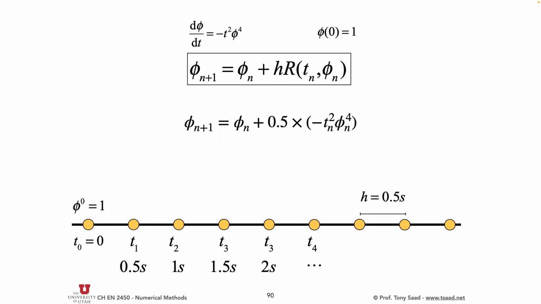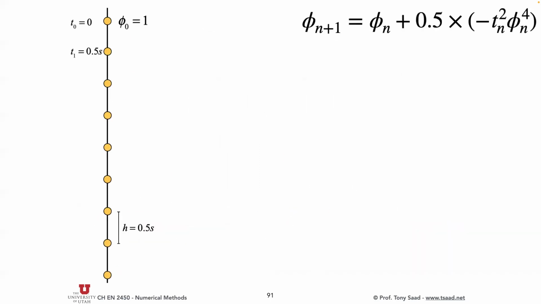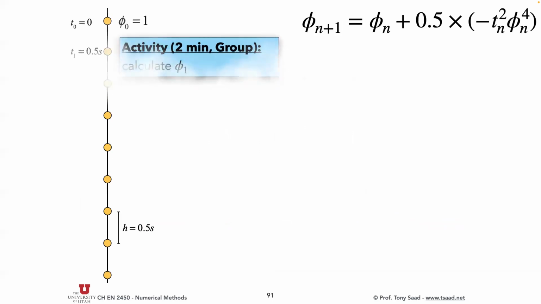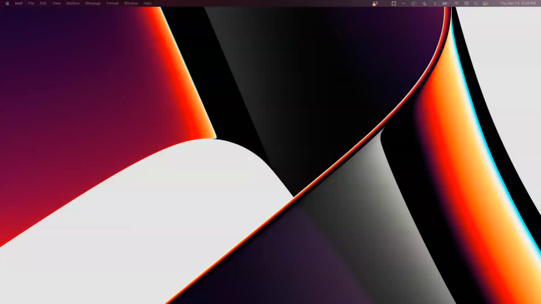So now that's the formula we're going to be working with, okay? Phi n plus 1 equals phi n plus 0.5 times minus t n squared times phi n to the 4, okay? So now you're going to do some actual number crunching. Starting with phi 0 equals 1, go ahead and calculate phi at t1, which is phi 1, okay? Using that formula. I'm sorry that it's outside of the screen. I don't know what's going on with the projector today.